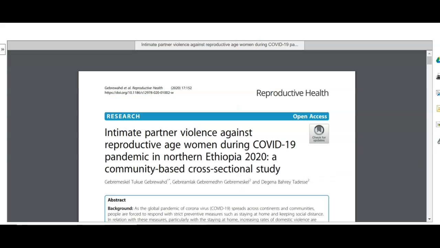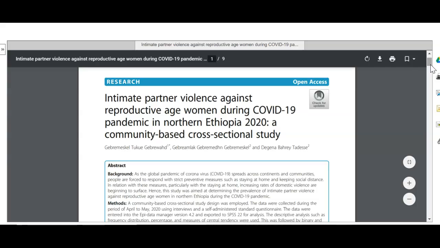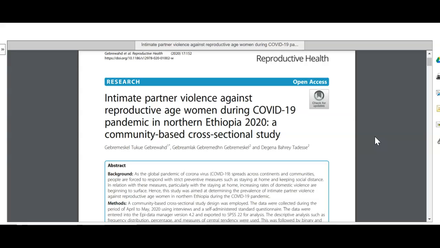I've got 2 examples of primary sources for you now. The first is a scholarly journal article that would be a primary source, and that's an original research study. So you can see that by the title of this article, this is not a very general overview of domestic violence. No, this is intimate partner violence during COVID-19 in northern Ethiopia.